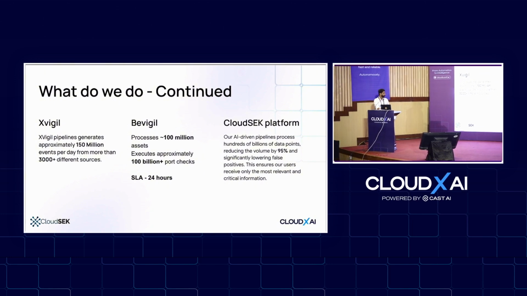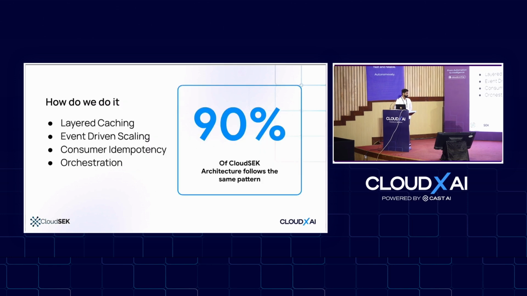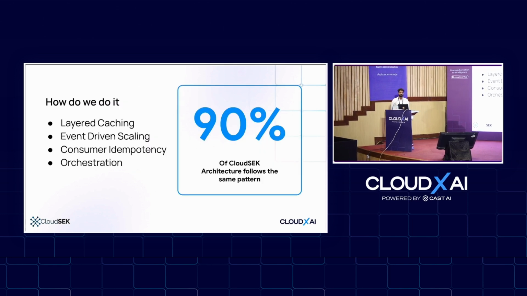So the scale is humongous, okay? Where and how we do it is what I do at CloudSEK, and I would love to build upon what Aparna was mentioning in the last session. Layered caching is very important, without which you cannot scale this much. Event-driven scaling is again a very important concept, which I will talk about. Consumer idempotency: there's a producer and a consumer. The producer produces messages, the consumer consumes the messages, right? I'm talking about the consumer part of it.